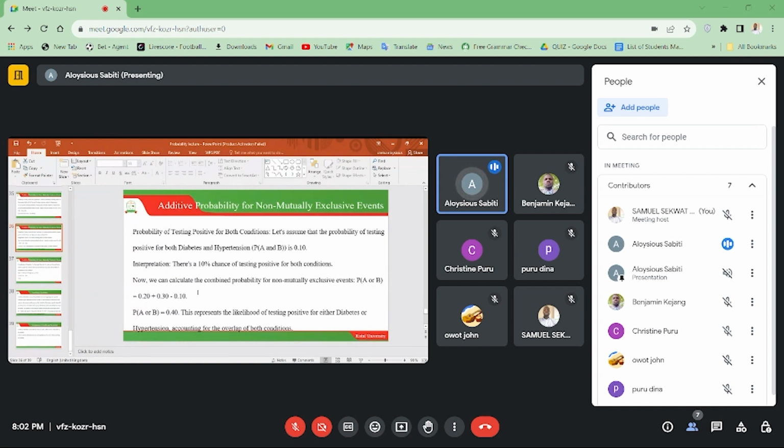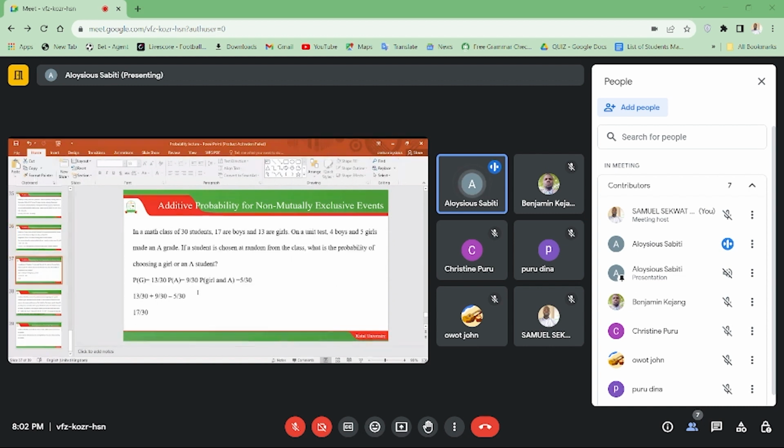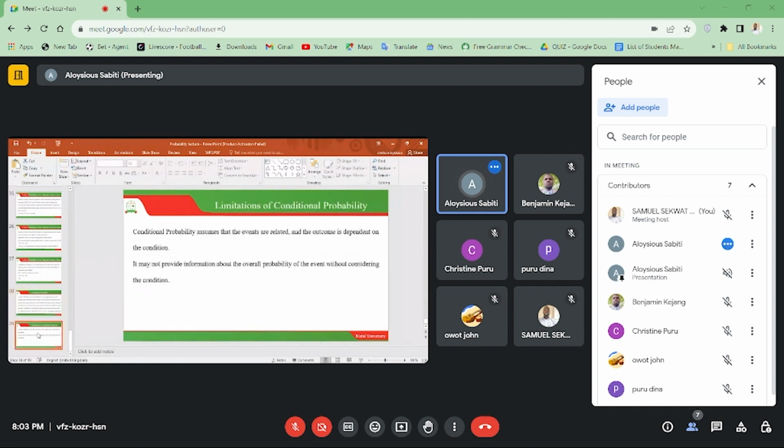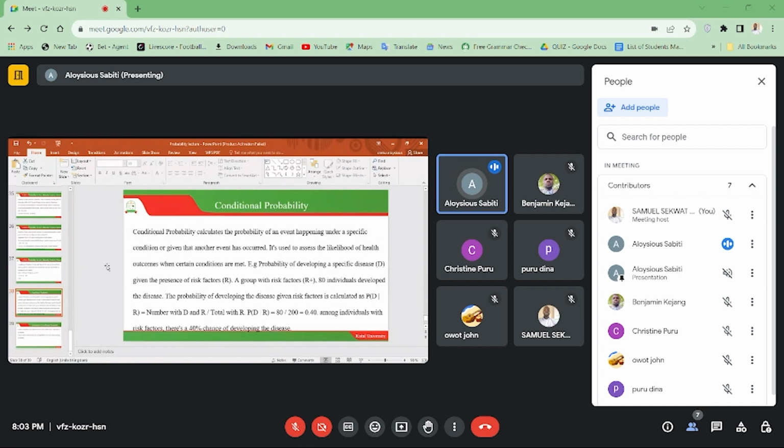So you should be able to use such a skill in a laboratory to try and understand the number of tests that you can conduct in a community and the number of tests that you conduct. In this particular lecture, we want to look at what we call conditional probability.